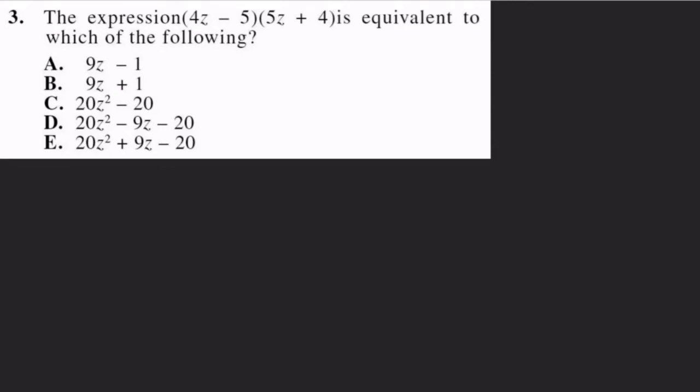Now, I'm going to rewrite it, let me switch colors here, as 4z. I don't like when they use z's. My z's look like 2's, but I'll put a little line there so we'll know. 4z minus 5 and 5z plus 4. Okay, so the first way that I'll show you is what is known as the FOIL method. You've probably heard this before.